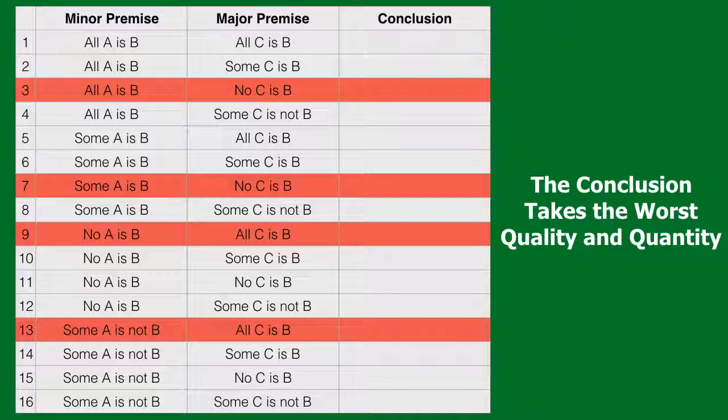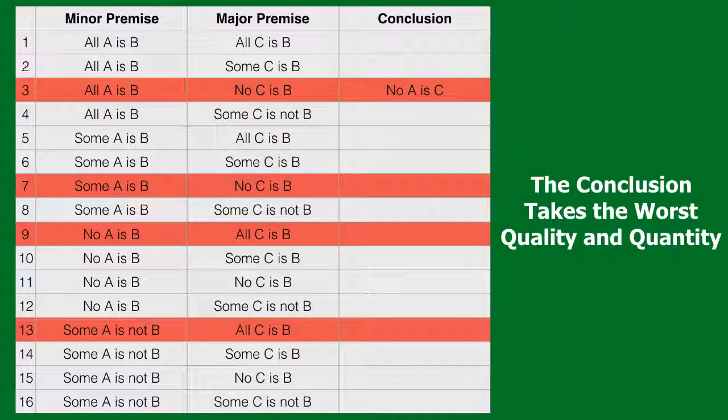So the conclusion takes the worst quality. The worst quality is negation. Negation is worse than affirmation. And it takes the worst quantity. The worst quantity is particular quantification. That's worse than universal quantification. And with that, you can work out each of the first four conclusions.